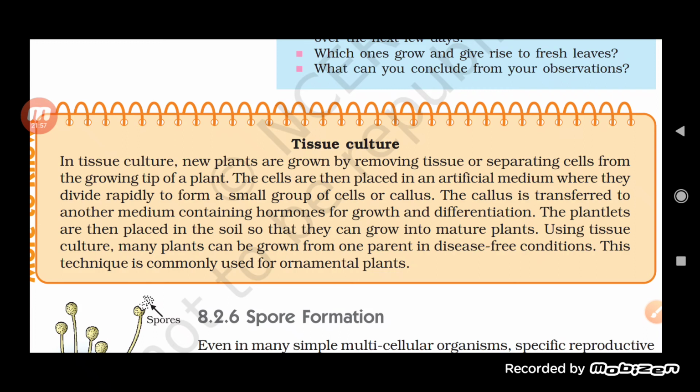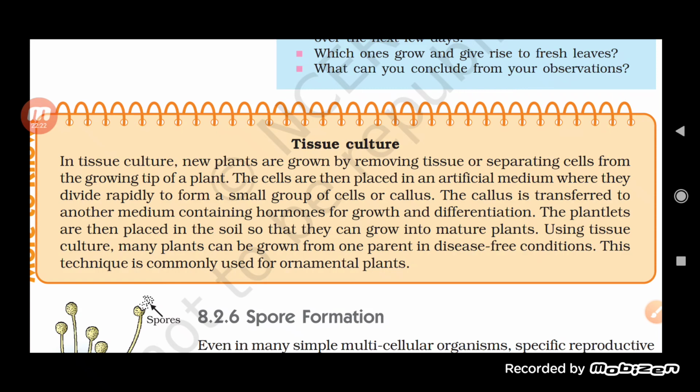Actually, what is tissue culture? The production of a new plant from a small piece of plant tissue removed from the growing tip of a plant in a suitable growth medium is called tissue culture. A new plant is grown from a very small piece of plant tissue removed from the growing tip of the plant, and that is called tissue culture.